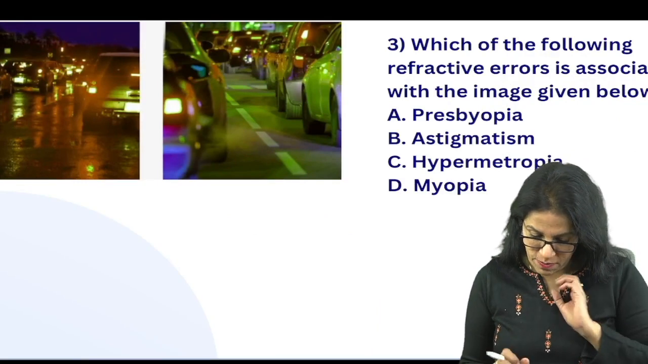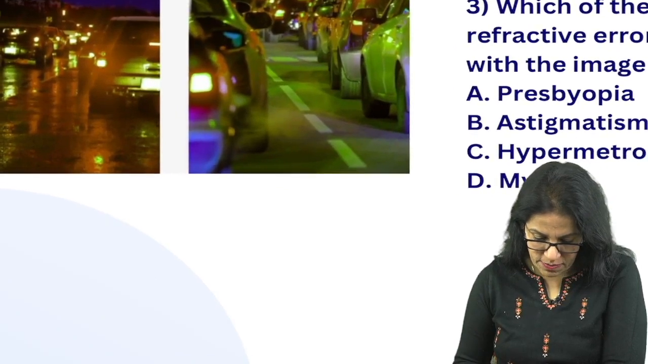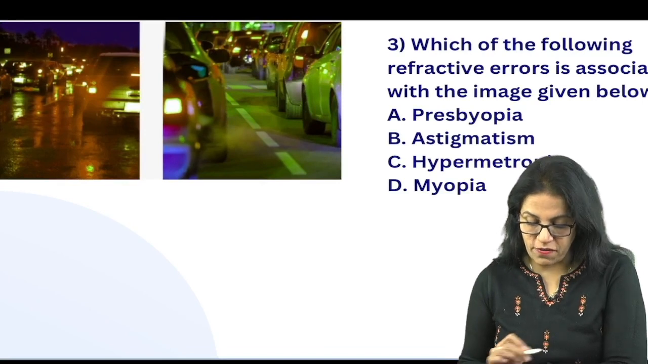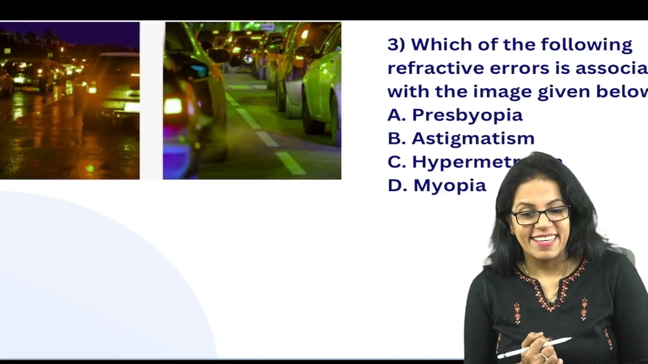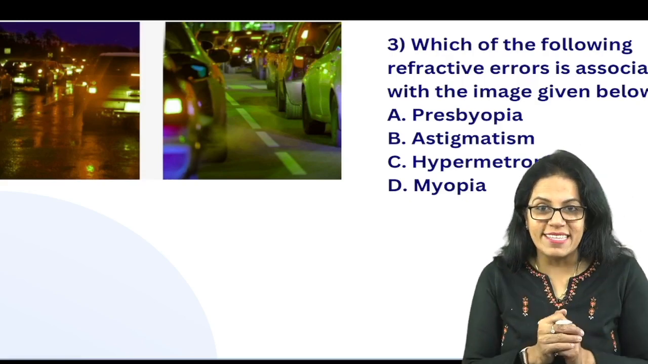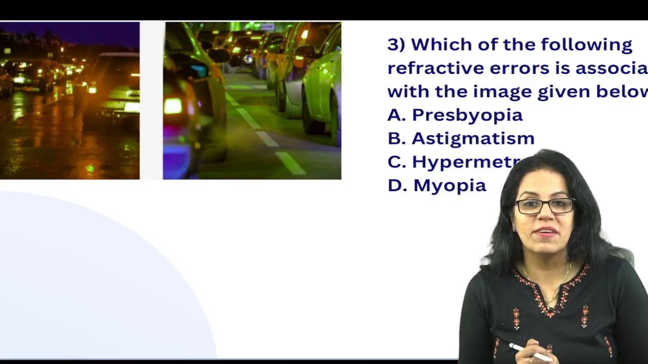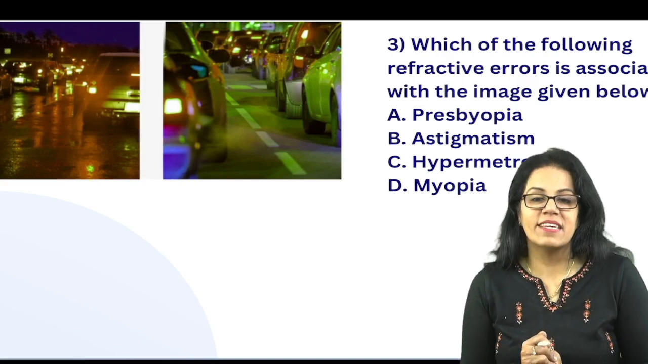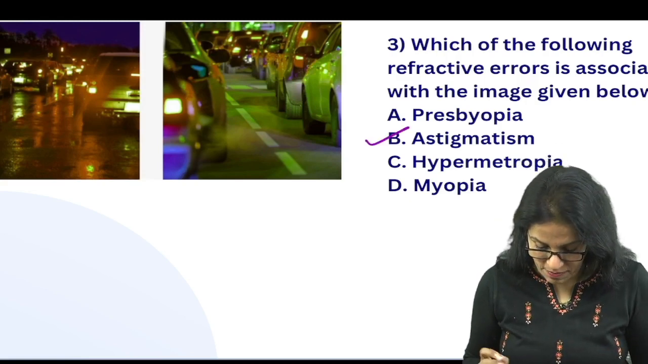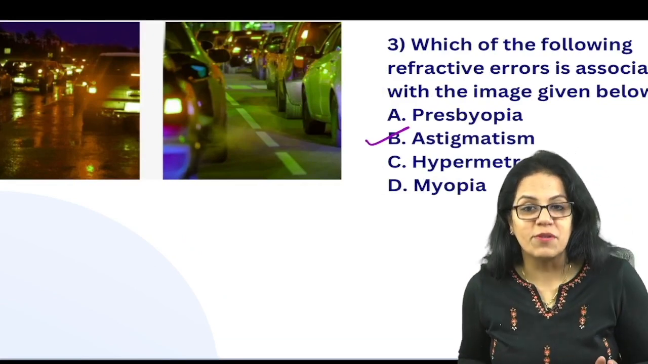Okay, if I look at this picture, I see that the clarity and the focus is disturbed. Can you see this? The question says which of the following refractive errors is associated with the image. When the image is not clear, you can see diffuseness in the image. What is the refractive error? Yes, very important. It is astigmatism. So the answer would be astigmatism. You should be very clear about the types of refractive error.